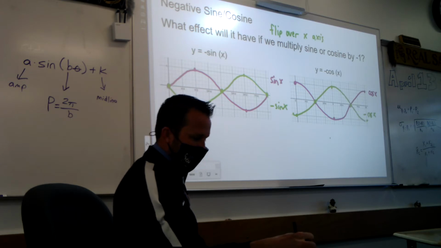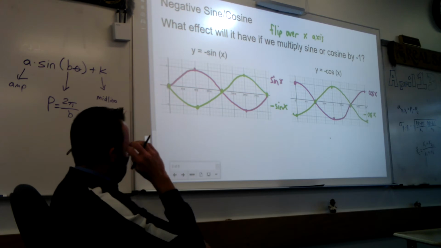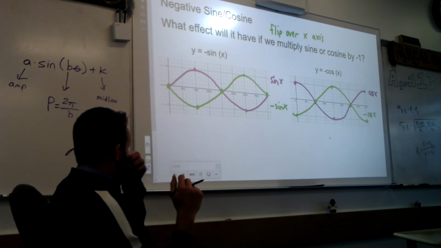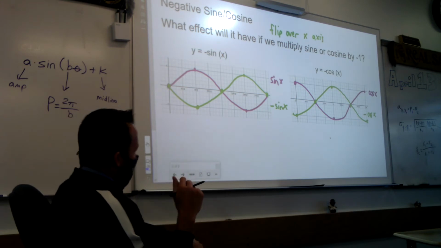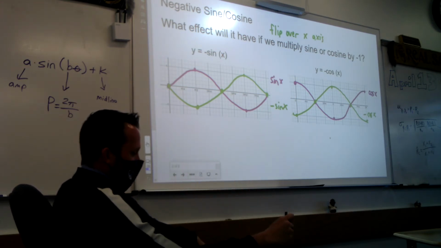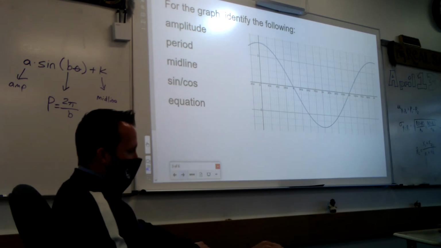So that's what timesing by a negative does. It flips it. So if you see examples here where it looks to be doing the opposite, it means it's being times by a negative. Okay, let's go to this one. This one is in your notes, right?